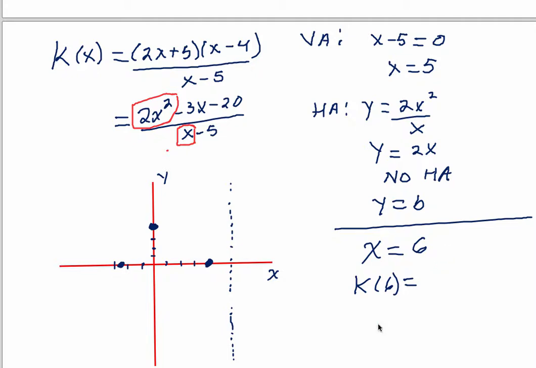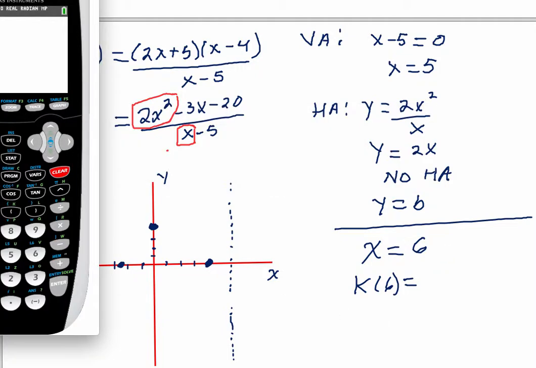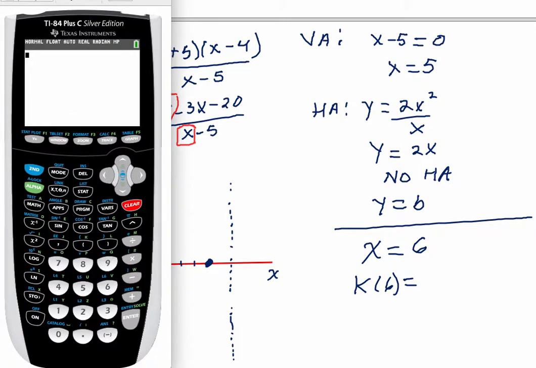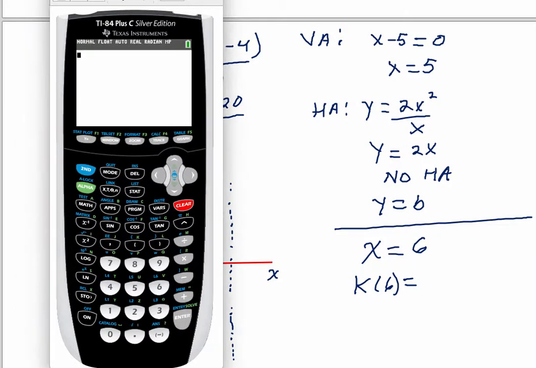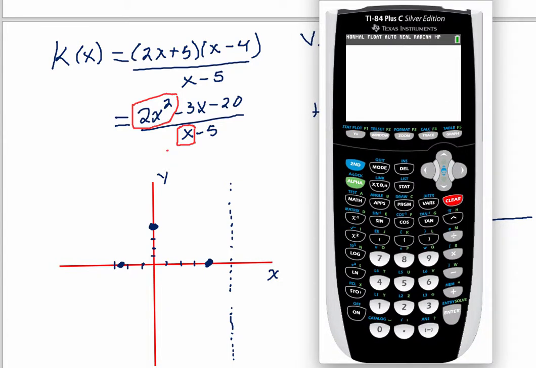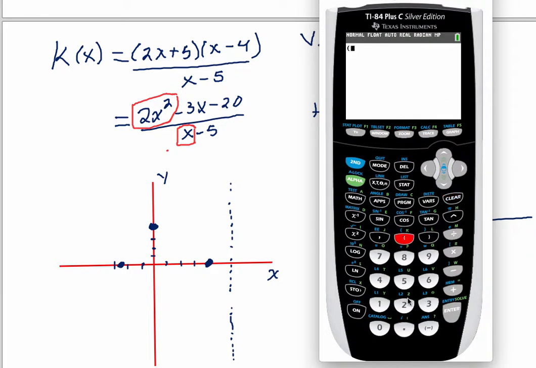So let's get the calculator in here because I'm going to use that to help me do the arithmetic, because we all know how great at arithmetic I am. Clear it out. That's going to be parentheses 2 times 36, which is 6 squared, minus 3 times 6 minus 20. Close the parentheses for the numerator, divide, and then open parentheses: 6 minus 5 is equal to 1. We can do that in our head. So we end up with 34.